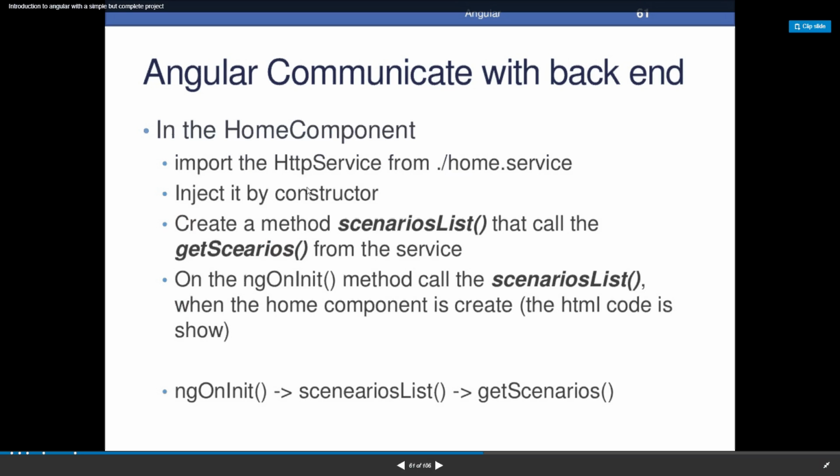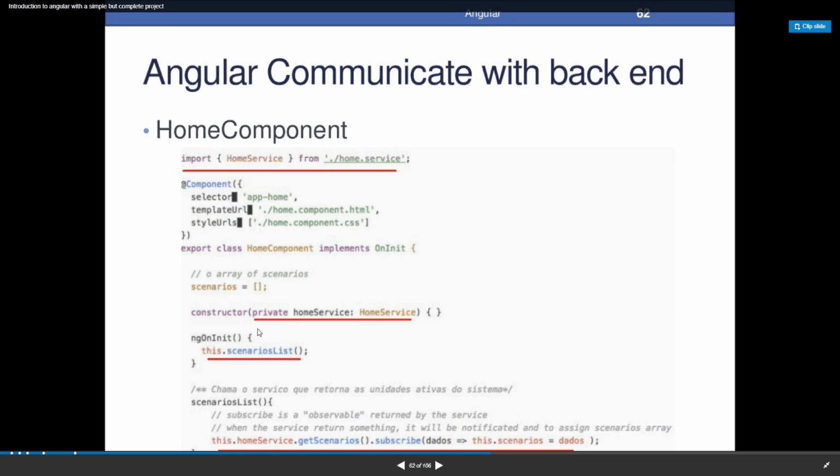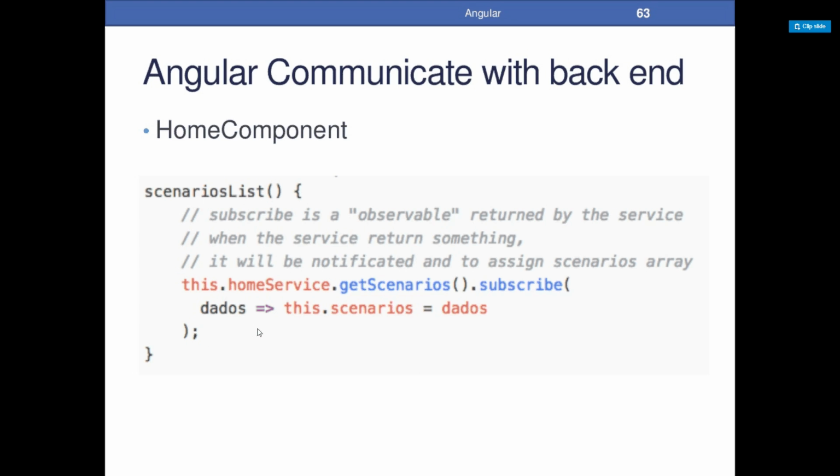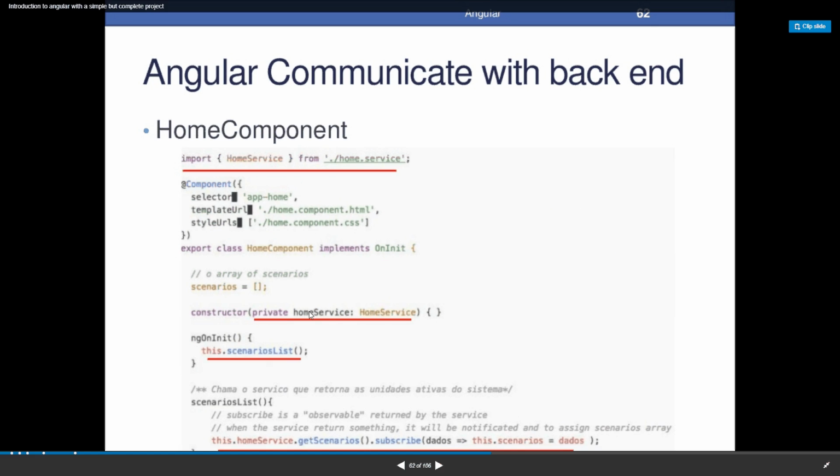Angular communication with backend. In the home component, import the home service and have it injected by the constructor. Create a method getScenarioList that calls getScenarios from the service. In the ngOnInit method, call the scenario list when the home component is created. So that's the home component and the scenario list. As you can see, our home service is injected here in the constructor of the home component. That's our local service, home service, that in turn uses the HTTP service.